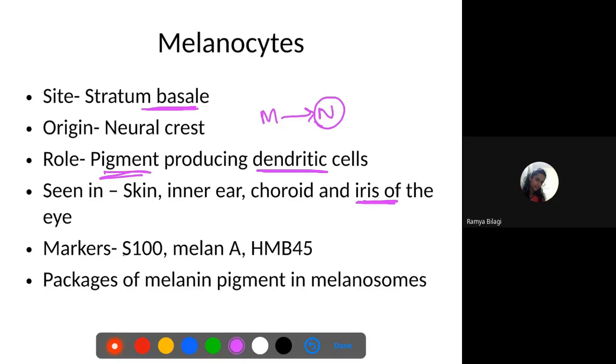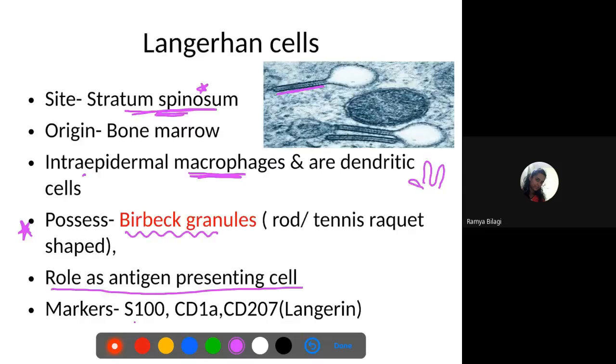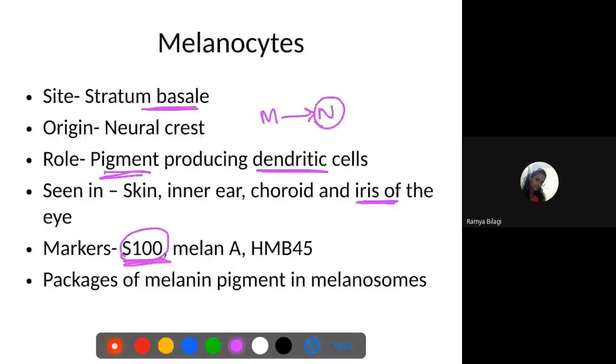S100, we studied it under Langerhans also. We have S100 here, we have S100 here. But if you have an MCQ asking about S100, please go for LCH, because S100 is more sensitive, more specific for Langerhans cells and not melanocytes, but it is also a marker for melanocytes. Okay.